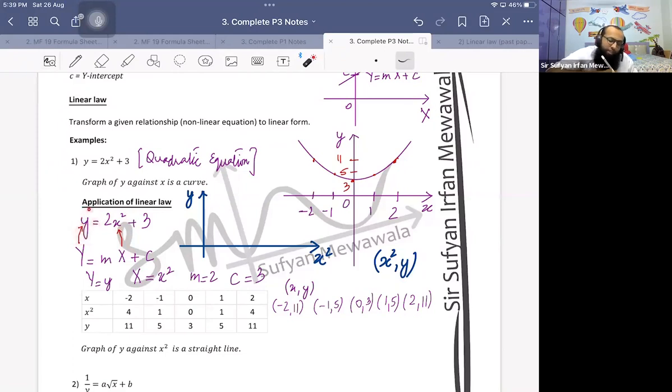If there had been y cube, let's suppose, then in place of y we would be taking y cube, and if in place of x we were taking x square, even then we would have a linear equation and we would get a straight line. So whatever is written in place of y is to be taken on the vertical axis.